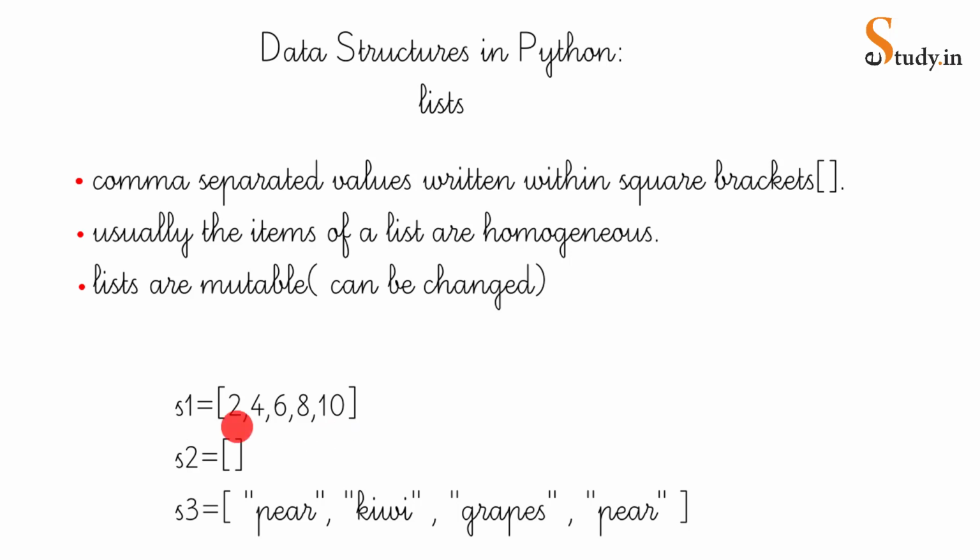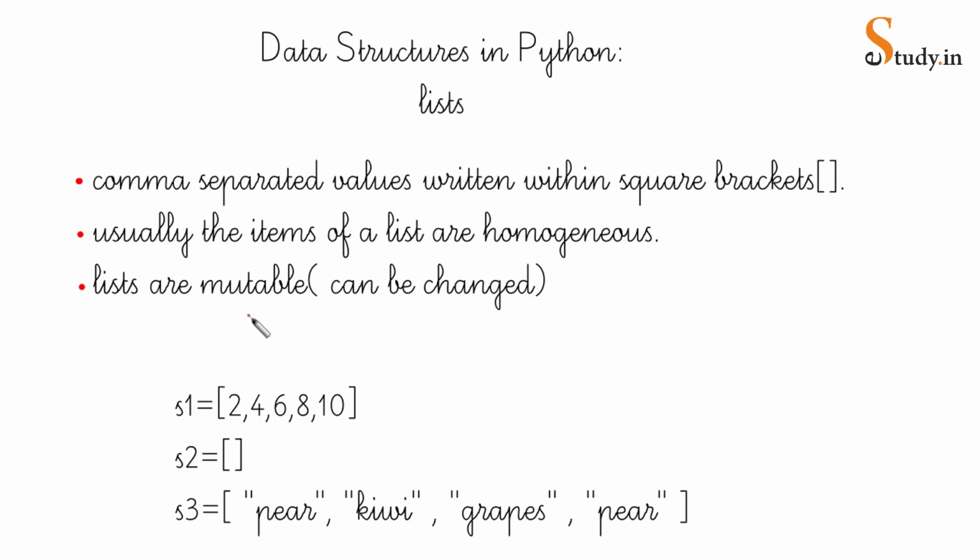Now these are called the items or the elements of the list. 2, 4, 6, 8, 10 are the elements of a list which are separated by commas, and we put them in square brackets, so it becomes a list. Now the second point says that the elements or the items of a list are usually homogeneous. Homogeneous means same. So here, all the elements are of the same type, that means all are integers. If you see another list here, we have a list of strings. So we have all strings here. So generally the items of a list are homogeneous.